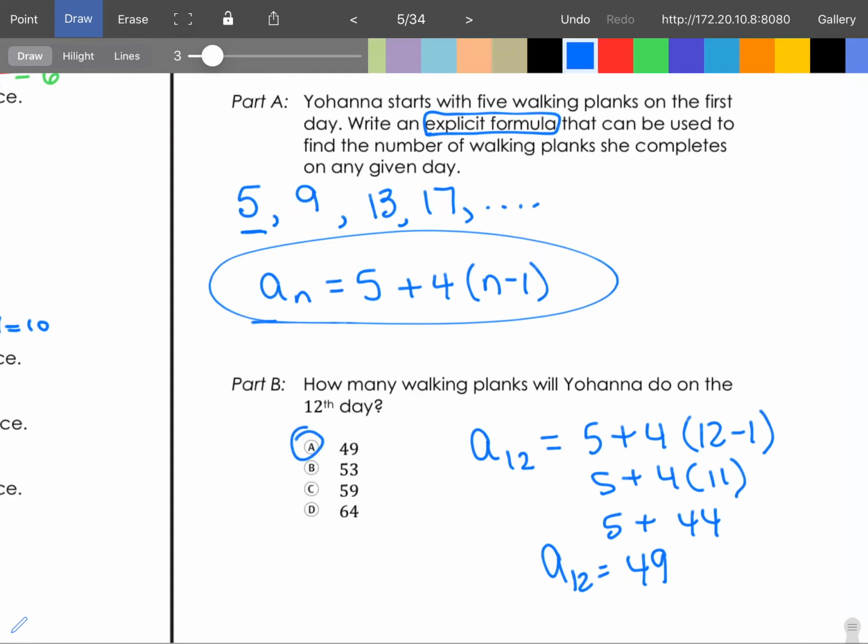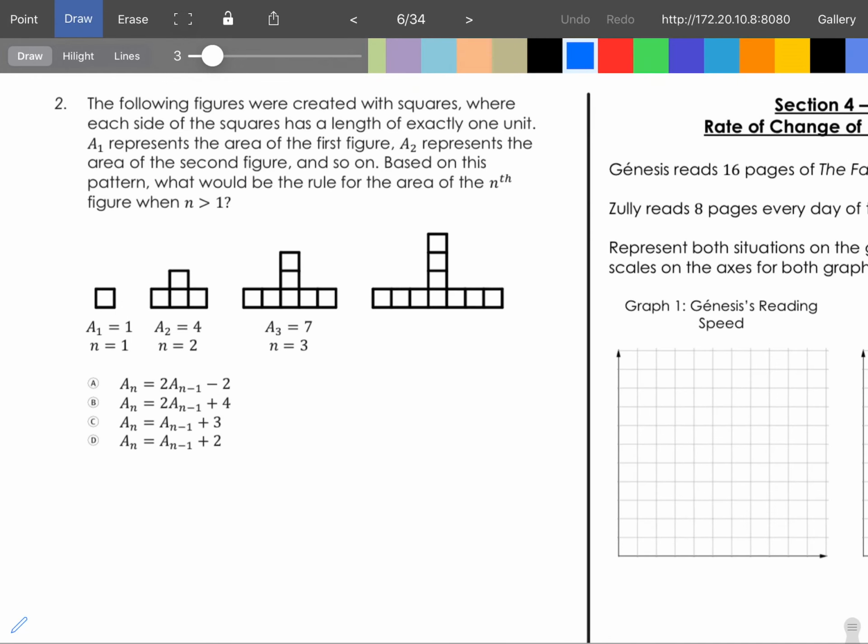All right, and there's one more on the back here. The following figures were created with squares where each side of the square has a length of exactly 1 unit. A sub 1 represents the area of the first figure. A sub 2 represents the area of the second figure, and so on. Based on this pattern, what would be the rule for the area of the nth figure when n is greater than 1? All right, well, you can go ahead and see that this is our fourth figure, so a sub 4 is our fourth figure.